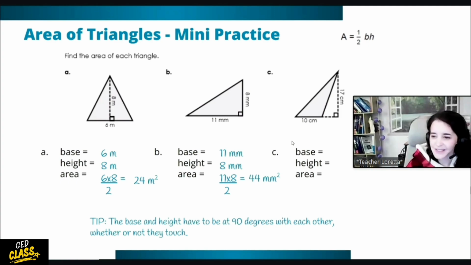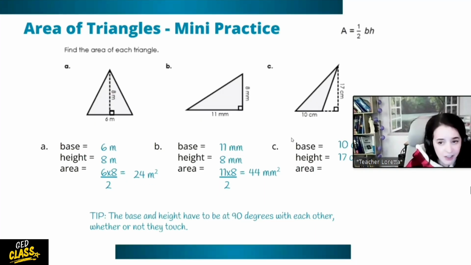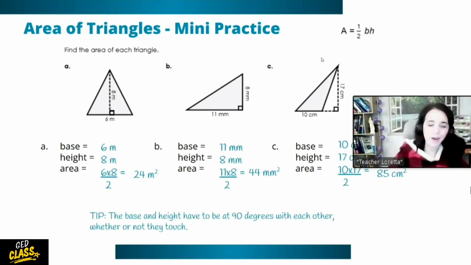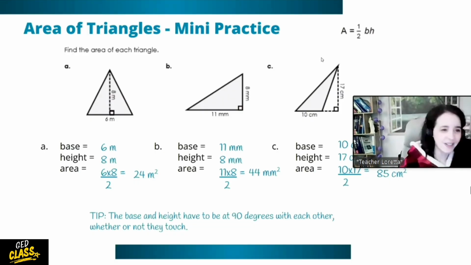Okay, friends. Yeah, the base is the bottom. Exactly, Matthew. So the base and the height, as you are saying, are 10 and 17. Really good. Notice that they're not touching each other, but if we extended the lines, they would meet at a 90. So we do 10 times 17, but divide it by 2. And we do, in fact, as some of you are saying, get 85. So now we have practiced. You guys killed it.